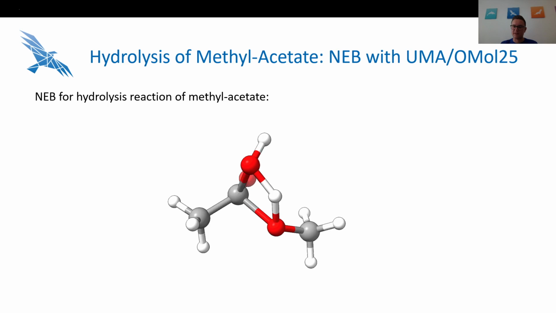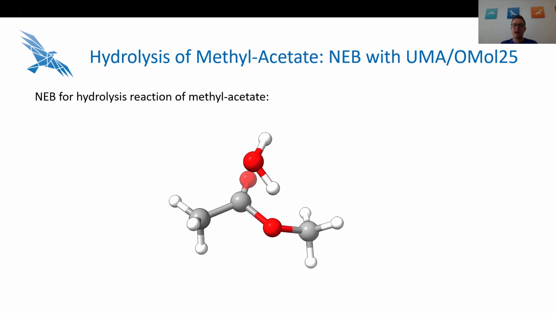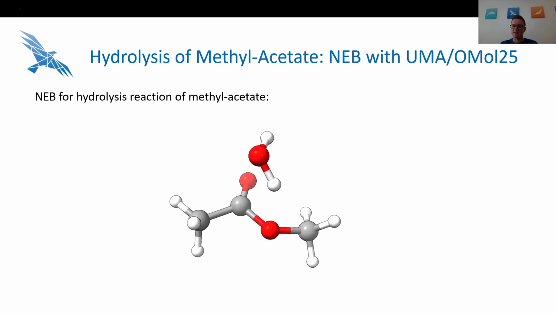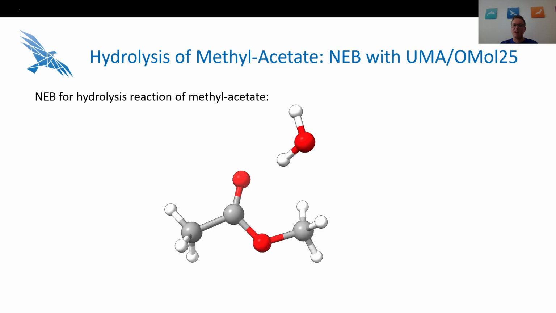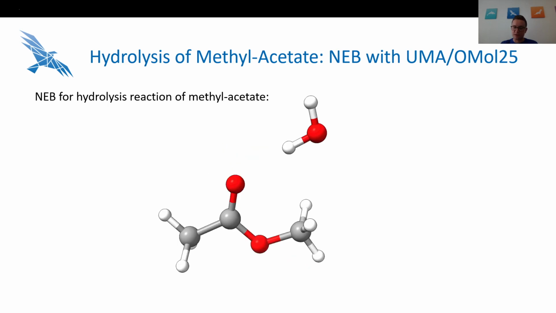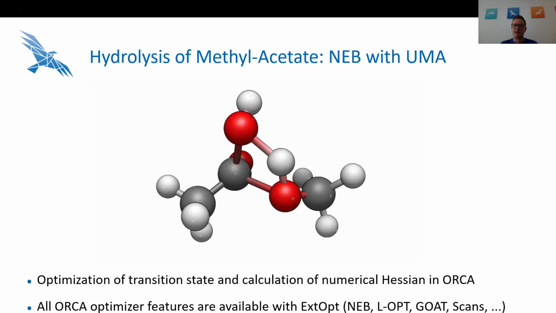You can also use the nudged elastic band method in ORCA to search for minimal energy pathways and transition states. Here we have, for example, the hydrolysis reaction of methyl acetate, and you can see that this gives a nice path calculated with UMA OMol25. And you can even go further and use ORCA to optimize the geometry of the transition state and calculate the frequencies and verify the imaginary mode of the transition state. So this is possible with the numerical Hessian in ORCA.